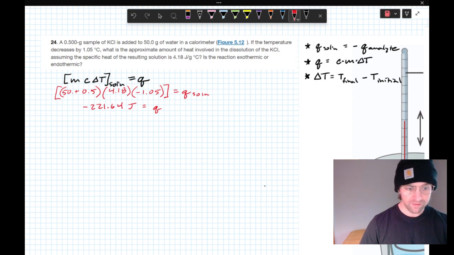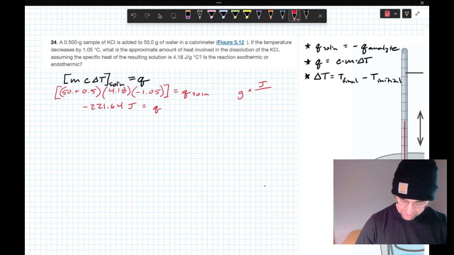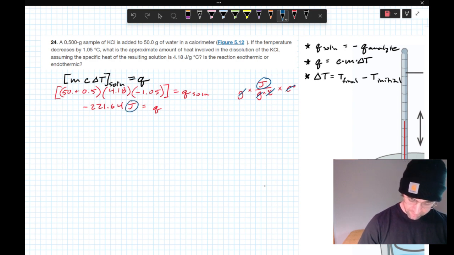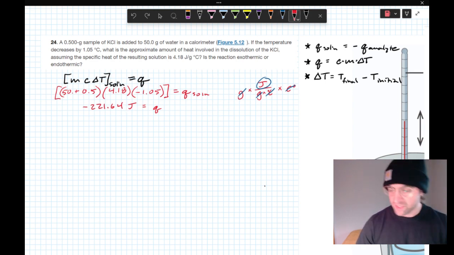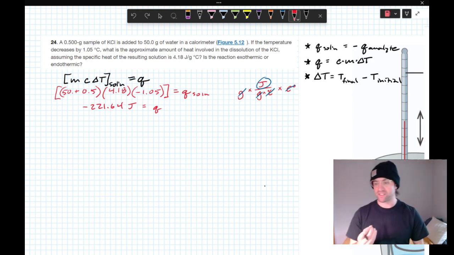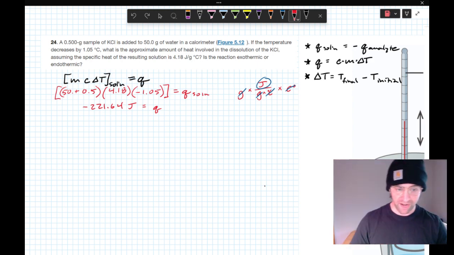And yeah, I'm going to go ahead and show the unit conversions here. So I'll set this up again. We have our mass times our specific heat, which is in units of joules over grams times degrees Celsius, times degrees Celsius. Degrees Celsius cancel out, grams cancel out. We're left with joules. It's just a good practice to check your units at the end to make sure that you're on the right track.